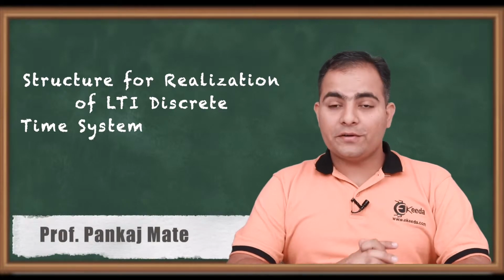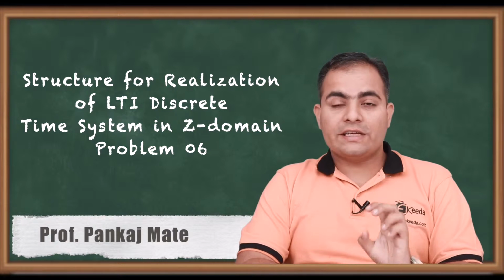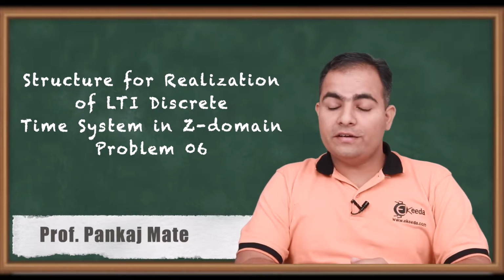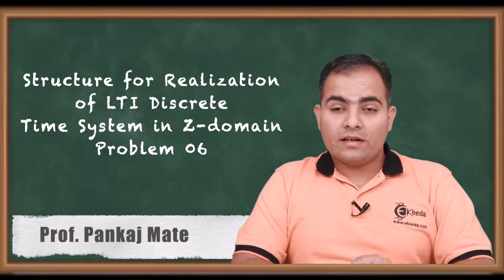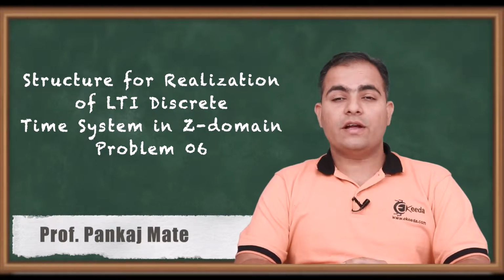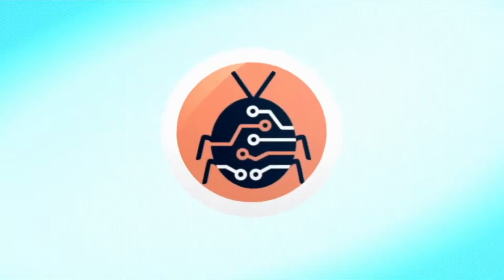Hello friends, and today we are going to study the last numerical, which is based on structure realization of an LTI discrete time system in Z domain. This is our last numerical, and in this we are going to solve the cascade and parallel forms. So first of all, we'll see the question.